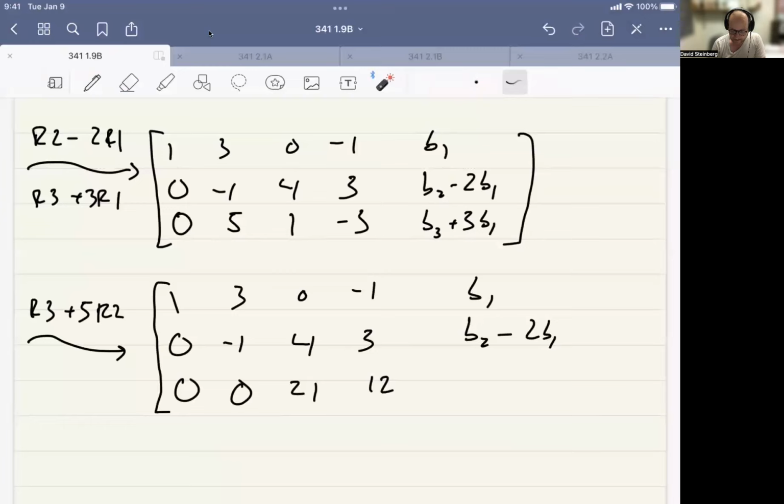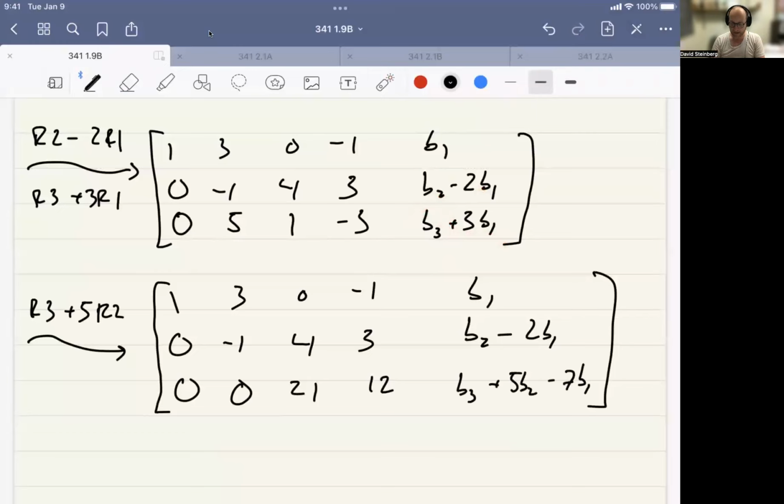What is it going to be? It'll be B3 plus 3B1 plus 5 times B2 minus 10 times B1. So we're going to have, how many B3s? It's just a single B3. We're going to get 5 B2 and a net of 7 minus 7 B1.